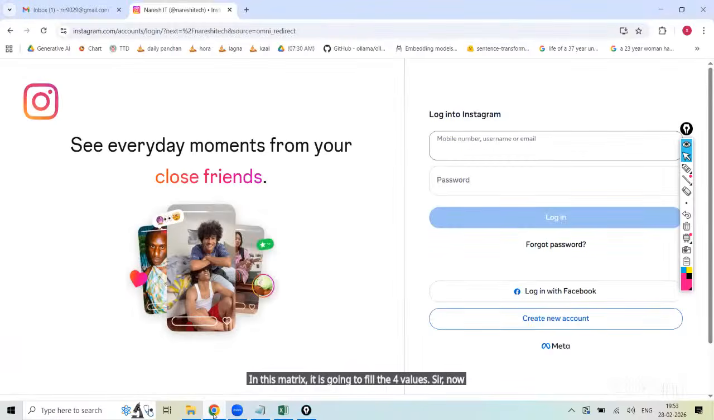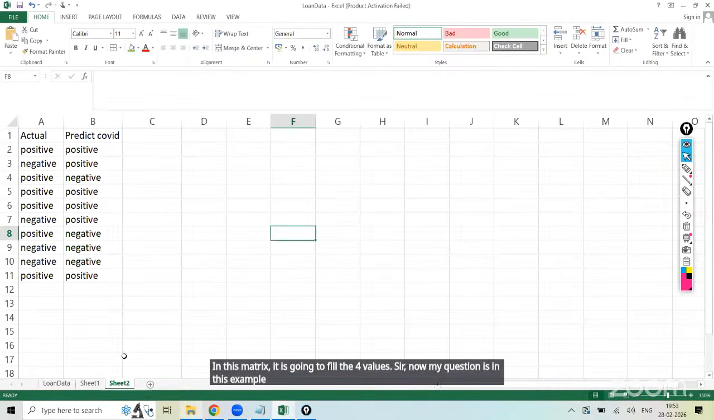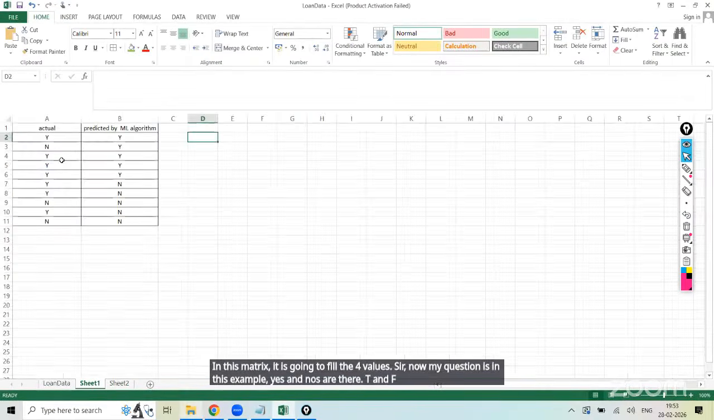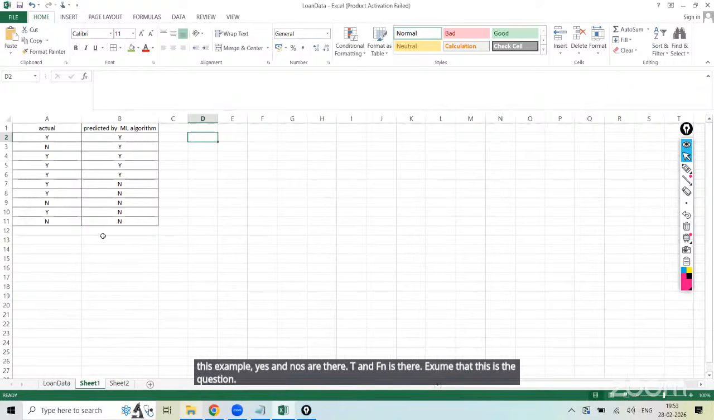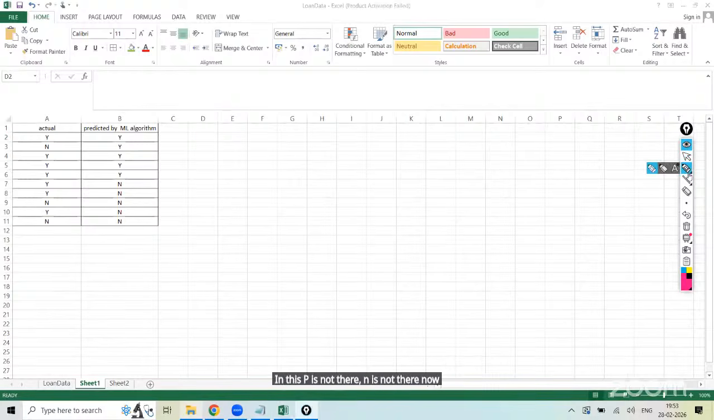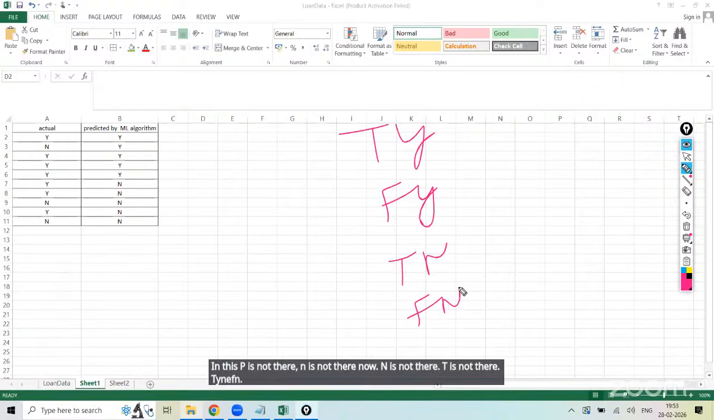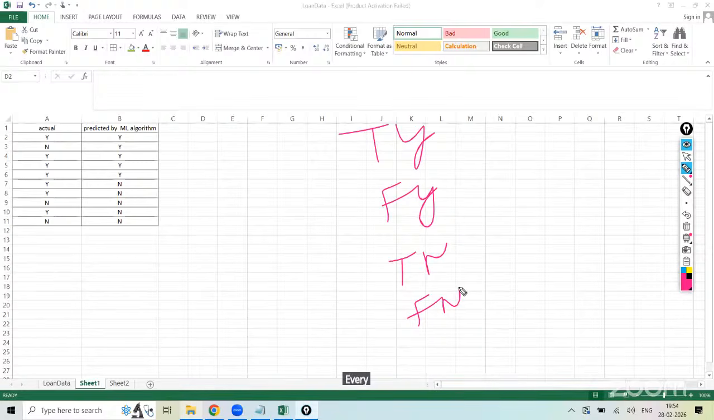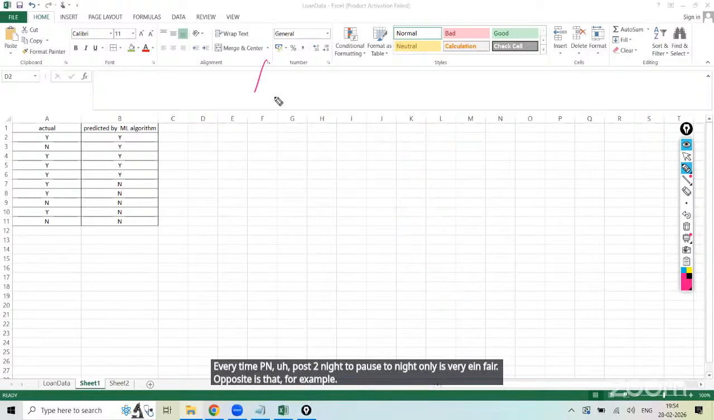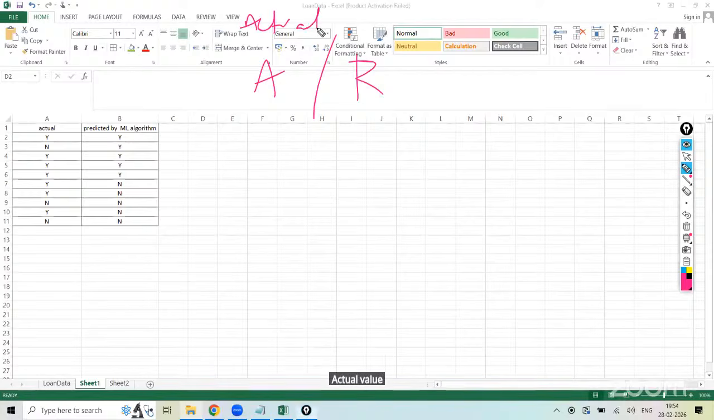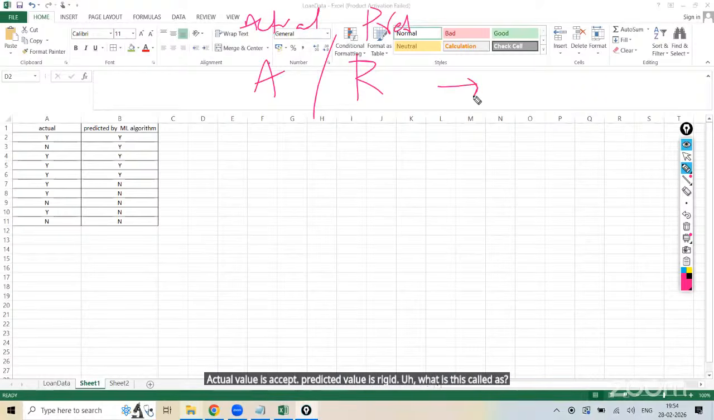Now my question is, in this example, yes and no are there. Assume this is the question. P is not there, N is not there now. Ty, Fy, Tn, Fn. Every time we identify positive and negative only. The opposite, for example, you have accept and reject. Actual value is accept, predicted value is reject. What is this called? False. Opposite is false. Next word.